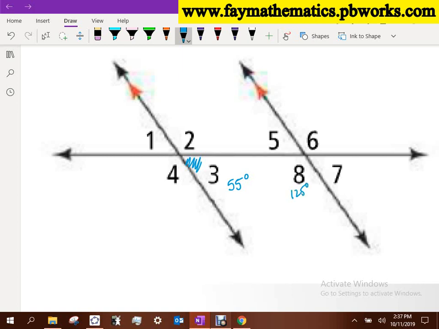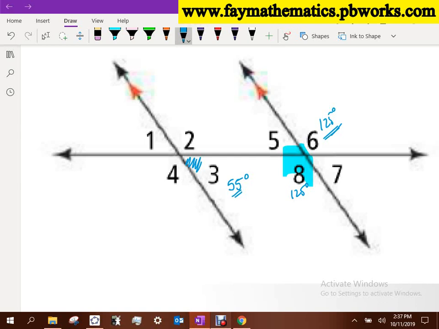So same side interior are supplementary. And then if I look at 8 compared to 6, they are what kind of angles going on? Vertical. So doesn't 6 have to be the same as number 8 was? So 6 has got to be 125. So you're absolutely right that 3 and 6 are supplementary.